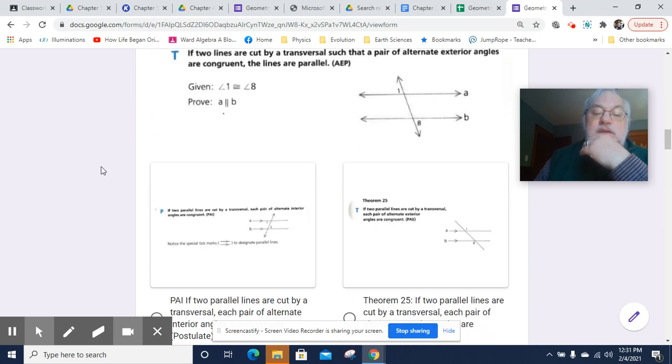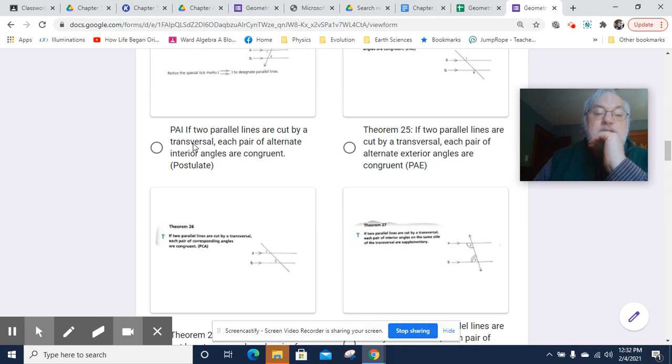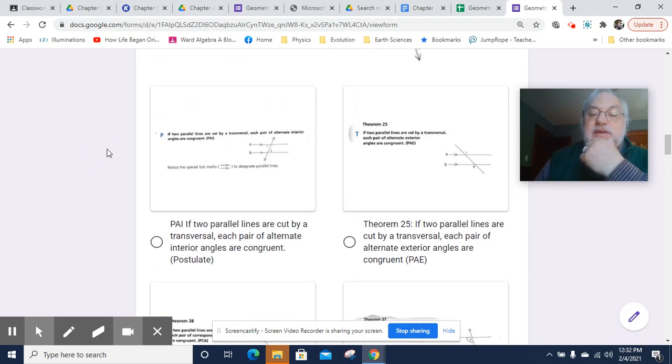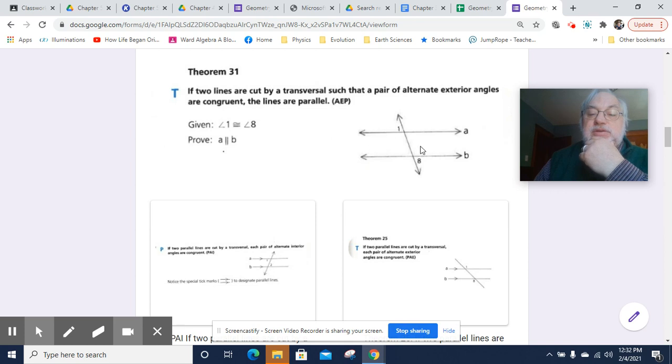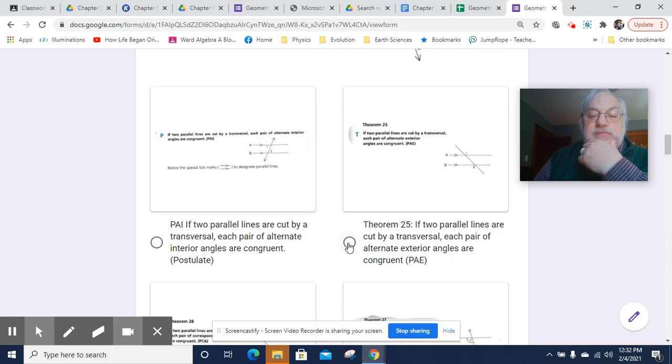So let's find one. So if two parallel lines, so this is about alternate interior. This one's about alternate exterior. So that's what we're looking for. Theorem 25: if two parallel lines are cut by a transversal, each pair of alternate exterior angles are congruent. So we've been told that those alternate exterior angles are congruent. And if that's true, then that forces these lines to be parallel. So that's the option that we want to choose.